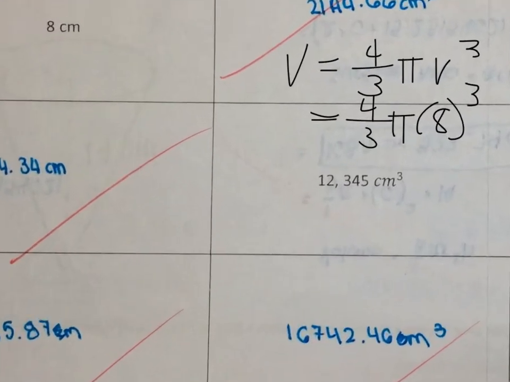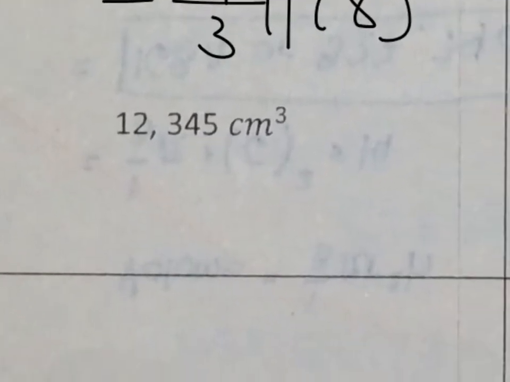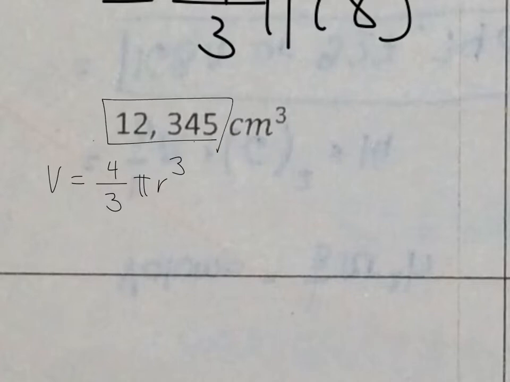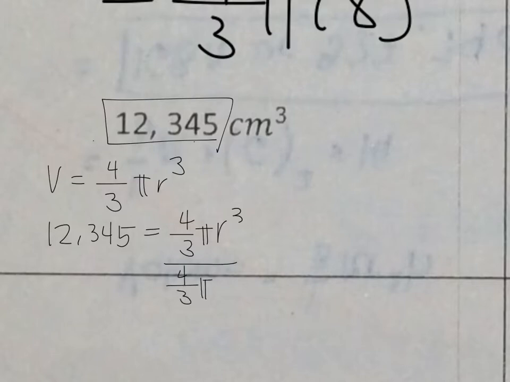So let's see. This is the volume. We know that V, by formula, is 4/3 pi r cubed. So this is the value of the V: 12,345 is equal to 4/3 pi r cubed. And we will be manipulating this equation so that we can get the r. So we can divide by 4/3 pi because our goal is r cubed. That will take away 4/3 pi. So we have to do that on both sides.